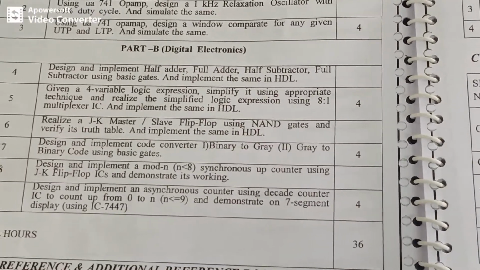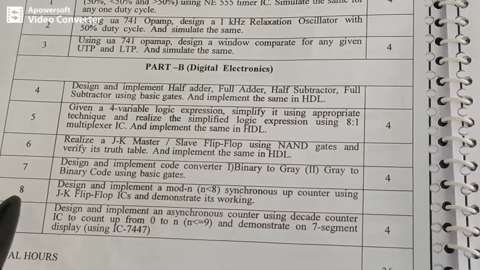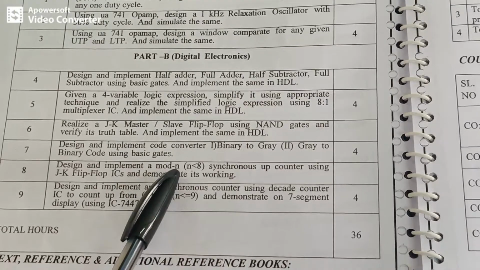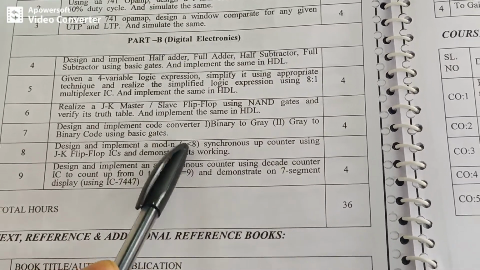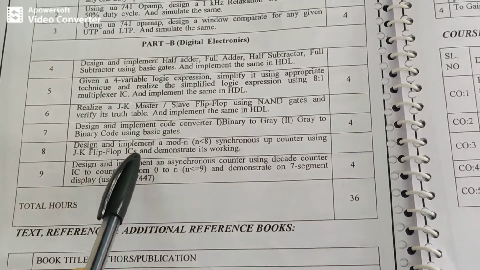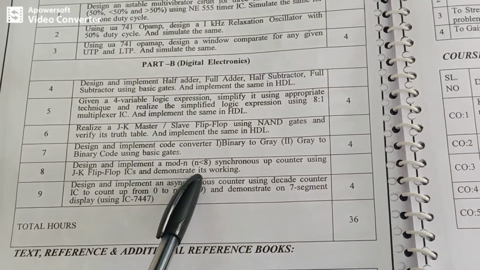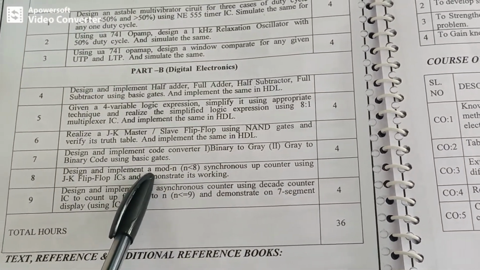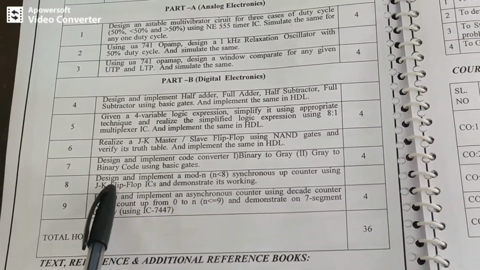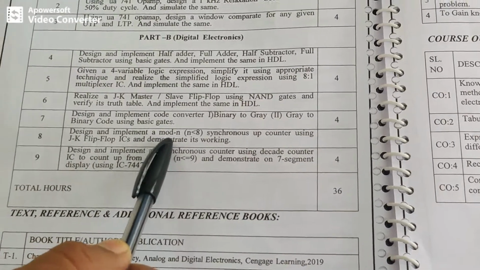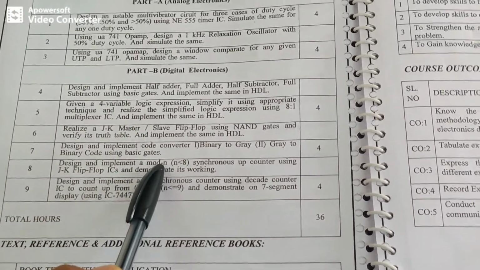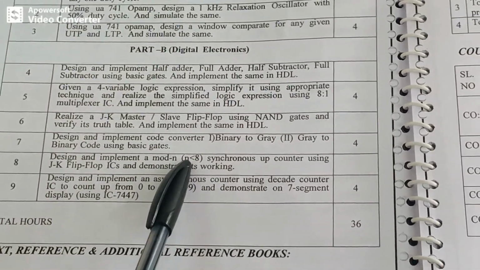Today we will design the 8th experiment, that is, design and implement a mod n (n less than 8) synchronous up counter using JK flip-flop IC and demonstrate its working. Here the value of n is given, n is less than 8. That means you can design a counter for any value less than 8. In our case, we will design a mod 5 counter, that is, n is equal to 5.